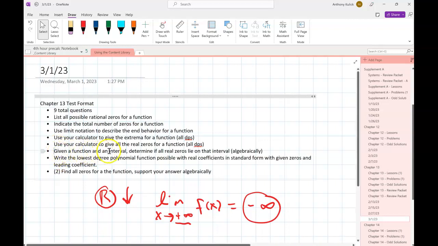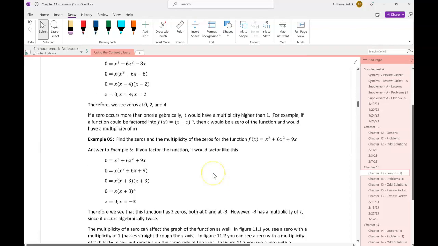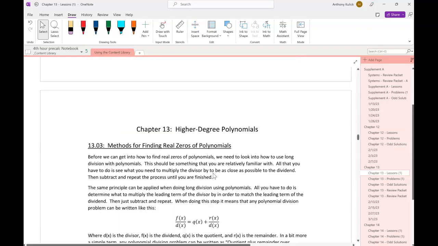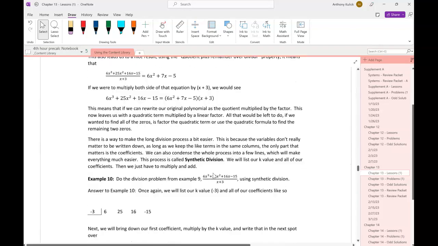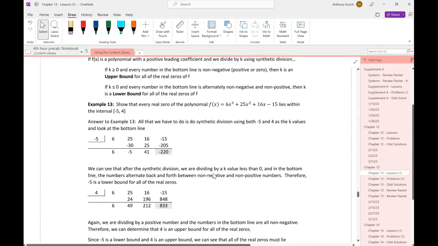If you're given a function and an interval, you'll need to determine if all the real zeros lie on that interval, and you'll have to be able to do that algebraically. How do I do that? To show that all the real zeros lie on some interval. That was a theorem we did in section 3. Let's see, where is that? Right here.